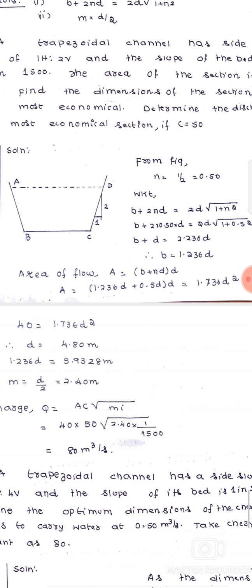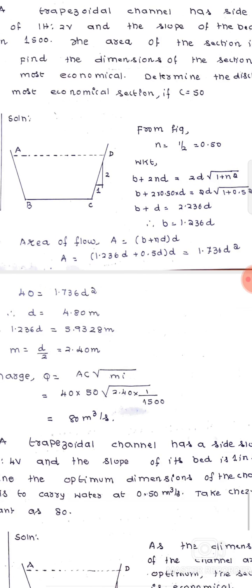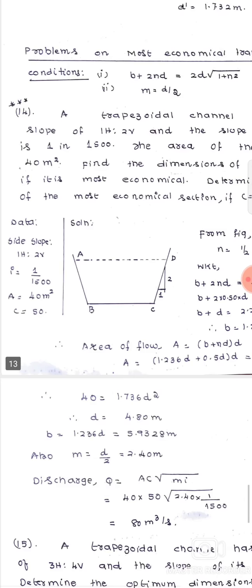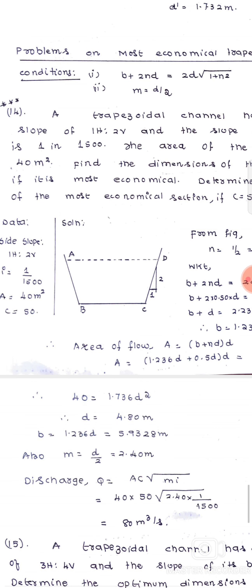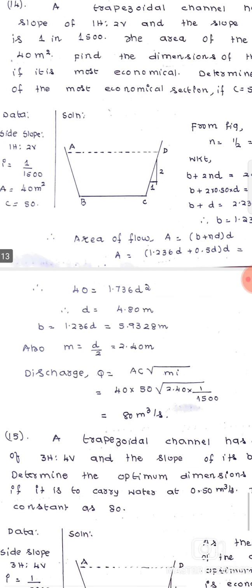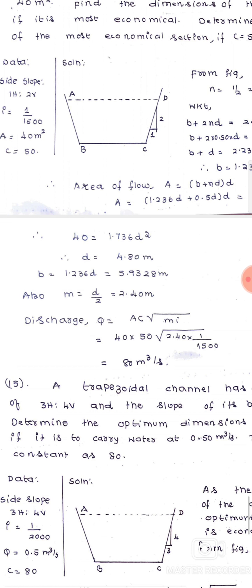Then we have the area for a trapezoidal channel, that is (b plus nd) into d. Then we can substitute b as 1.236d. Area is equal to (1.236d plus 0.5 into d) into d, n is 0.5. So 1.736d square. Remember, in the given data, area is given as 40 meter square. Just substitute area as 40. 40 is equal to 1.736d square. Then we'll get d is equal to 4.80 meter.